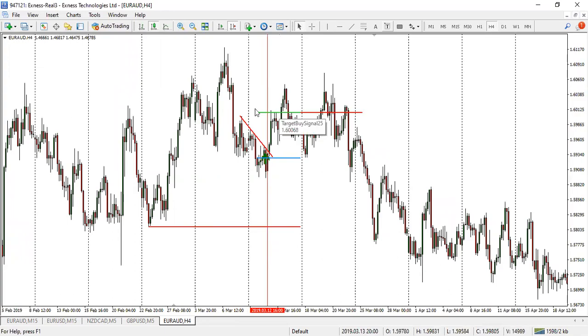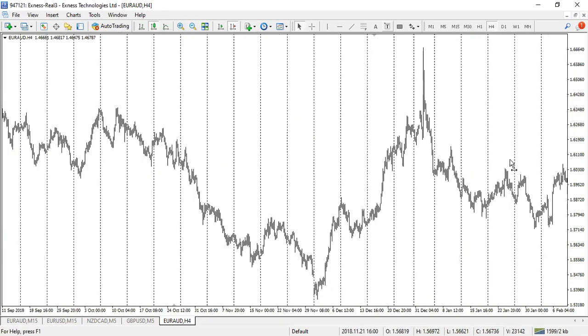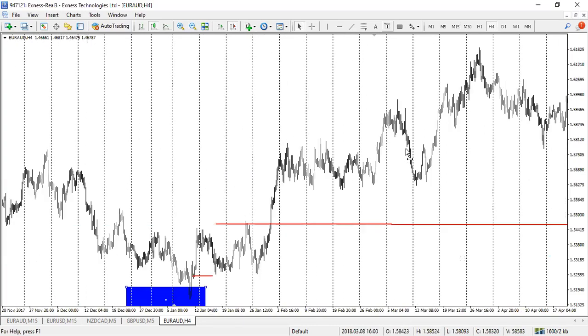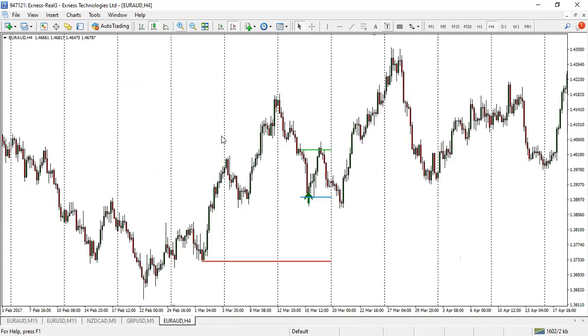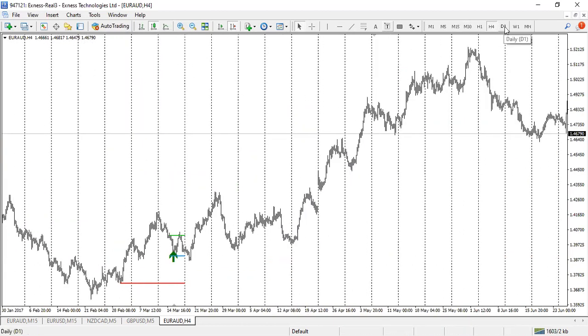You can see a buy and it hit the target. So on H4 now, we have about 5 or 6 trades that we see. Only one lost. Only one did not get to our target. This is another one and it hits the target. This is massive. Now let's go on daily and see how it is.